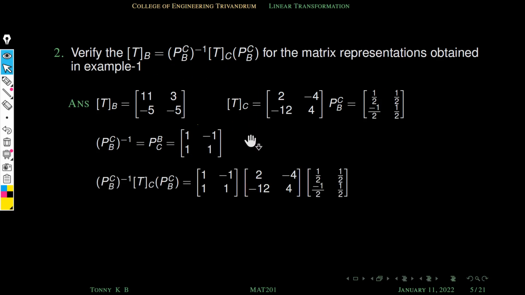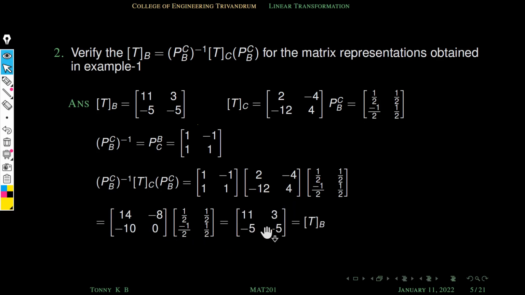That's all. So we consider the product P_BC inverse, T with respect to C, and P_BC. This is our inverse matrix, and this is T with respect to C, 2, minus 4, minus 12, 4, and this is our P_BC. Then you take the product. If you take the product of the first two matrices, that gives this. Again you take the product, then that is equal to 11, 3, minus 5, 5. That is nothing but our T with respect to B. So that is our verification. Clear?